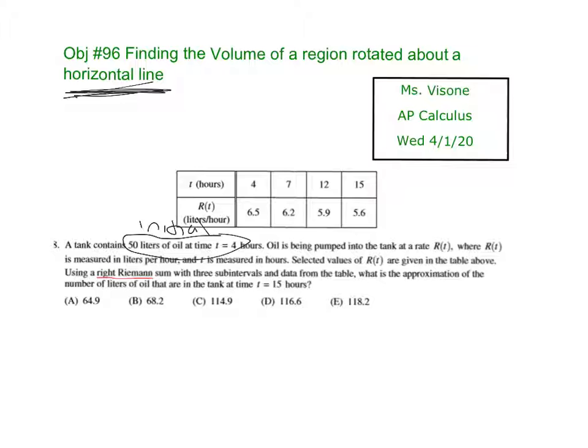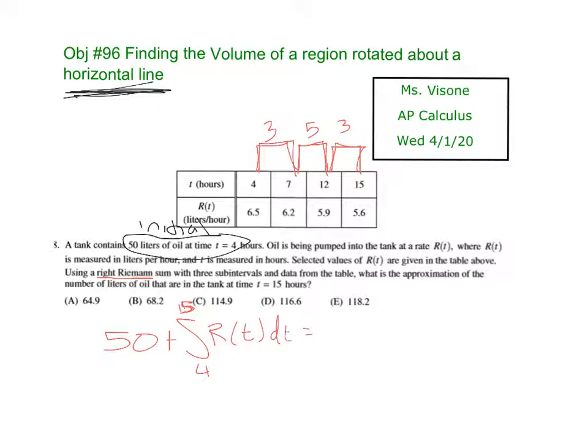Okay, so I always like to just draw my rectangles. It just makes more sense logically for me. So I have 3 subintervals, it says. So those are my 3 rectangles, and I'm using a right Riemann sum. So this distance is 3, this distance is 5, and this distance is 3. All right, so the initial 50 plus the integral from 4 to 15 of this R of t dt.